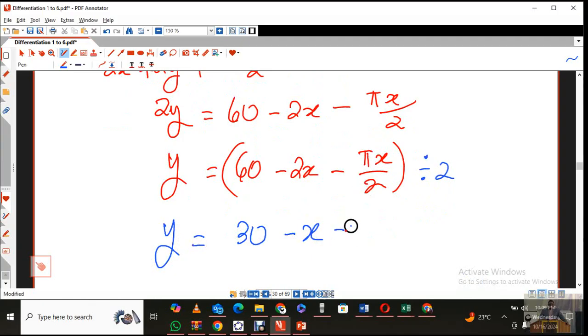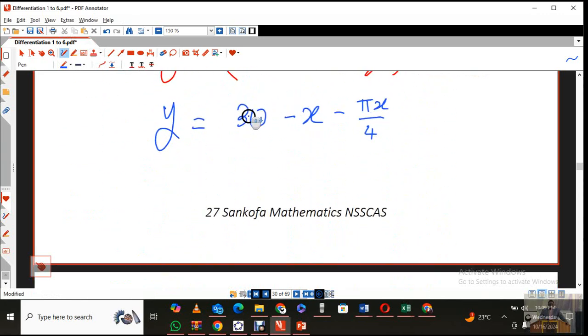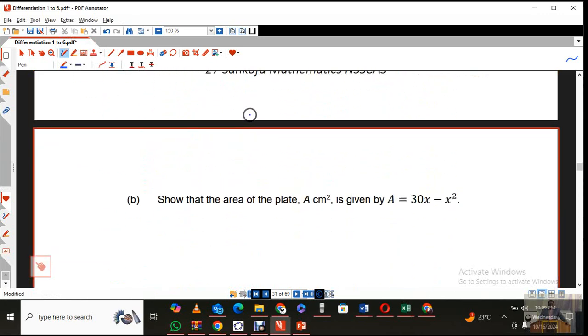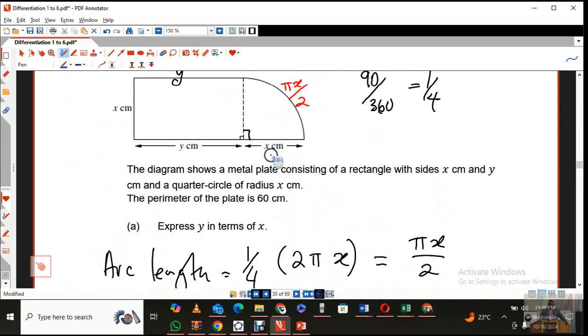Here's the catch, be very careful. A half divided by 2 is 1/4, so that's pi x over 4. So we now know what y is, because it says express y in terms of x. So the second part, show that the area of the plate. So let's just go back and grab that plate.